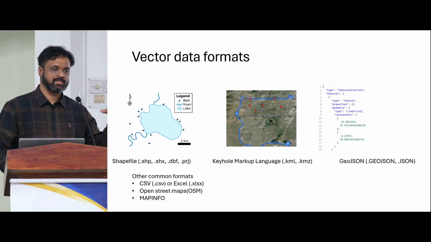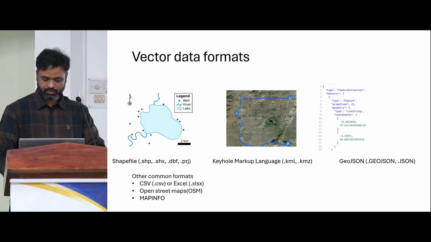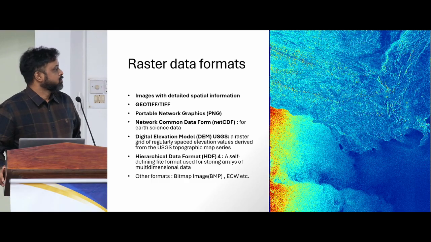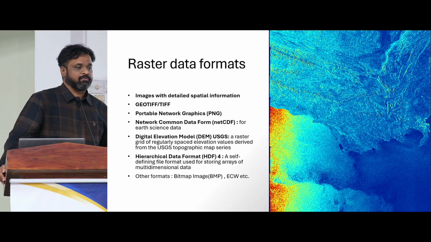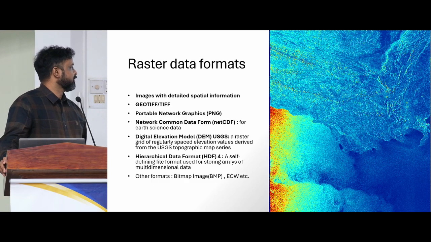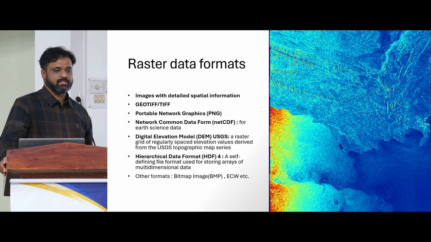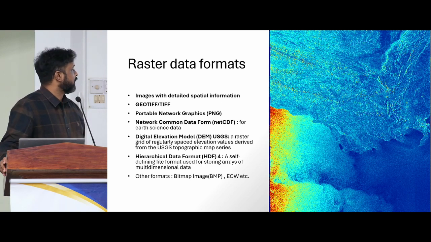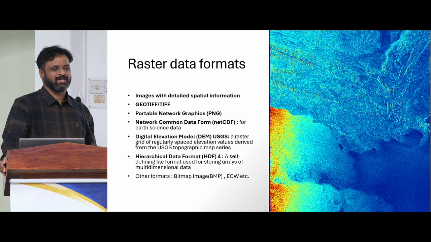The only difference is it contains spatial information as well. So these are raster data formats. While technically speaking, JPEGs and PNGs are all valid raster data formats, we don't typically use them for spatial analysis. And that's mostly because they don't contain spatial information in a traditional sense.